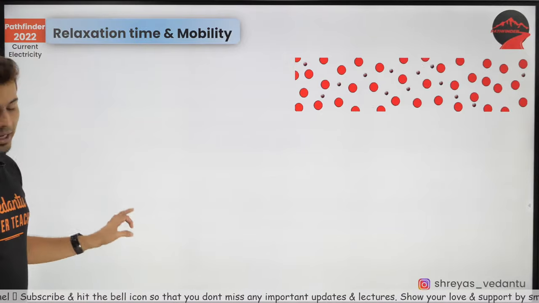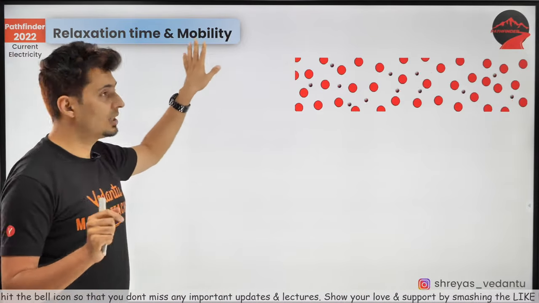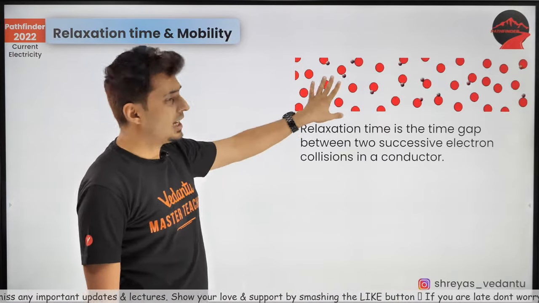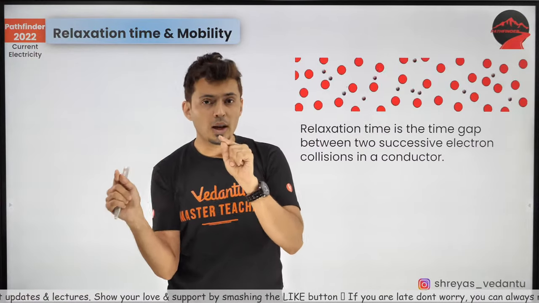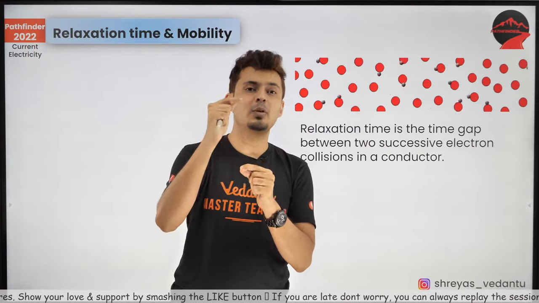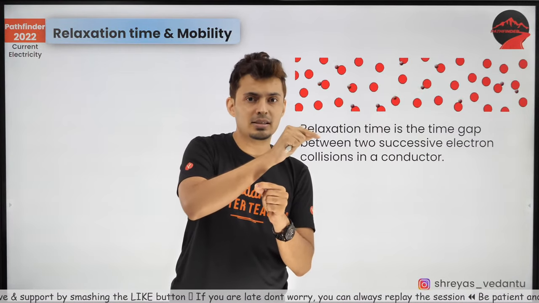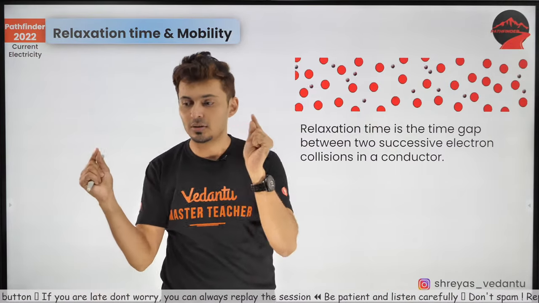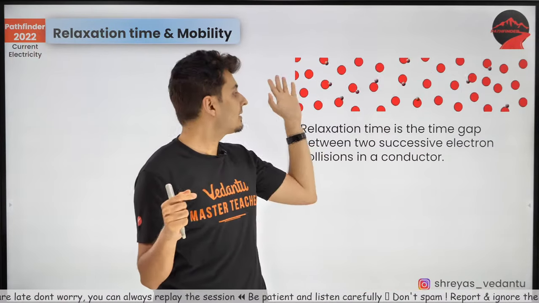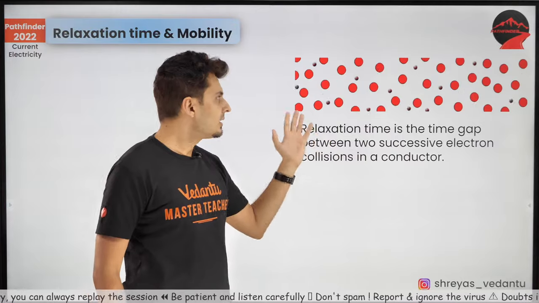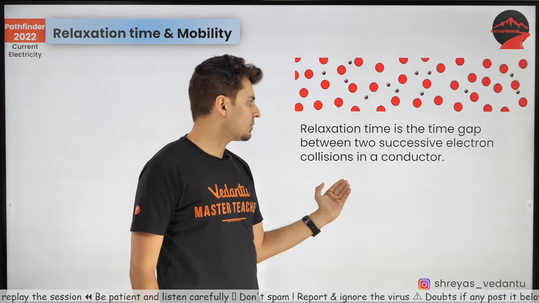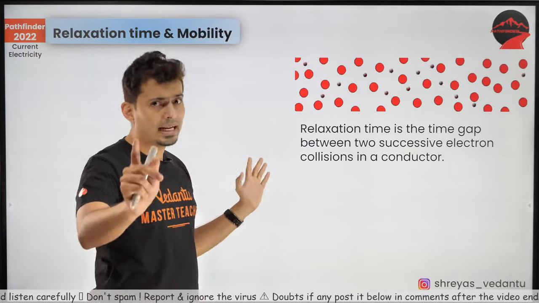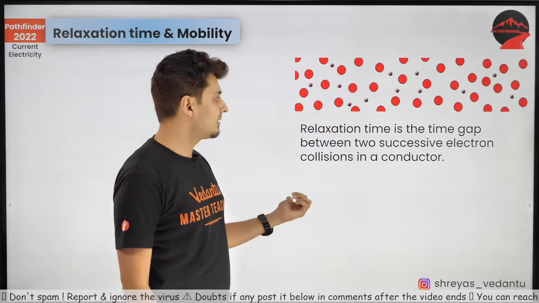Last equation. Okay, now the equation is all about relaxation time and mobility. Now, what are these two terms? I'll come to that. First of all, relaxation time is nothing but whenever these electrons move, they collide. When they collide, they take some time before the next collision. Then they again collide with the next electron or atom. So there is a time gap. The average time gap from one collision to the next collision is called the relaxation time. And I'm going to give you the formula for that.